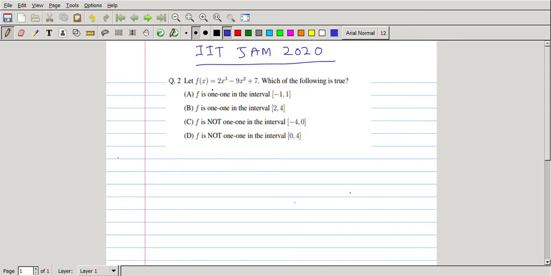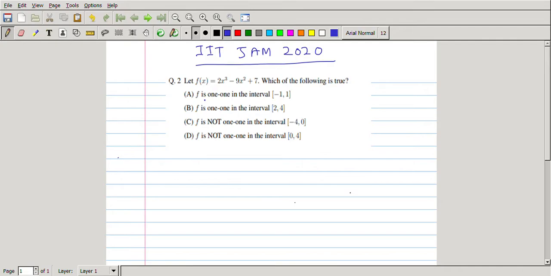In the question we are given a function which is 2x cube minus 9x square plus 7, and we are asked about the one-oneness of the function. The first option is f is 1-1 in the interval minus 1 to 1. The second one is f is 1-1 in the interval 2 to 4. Then the third one is f is not 1-1 in the interval minus 4 to 0, and the last one is f is not 1-1 in the interval 0 to 4.